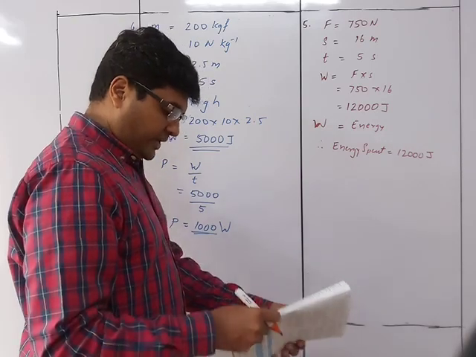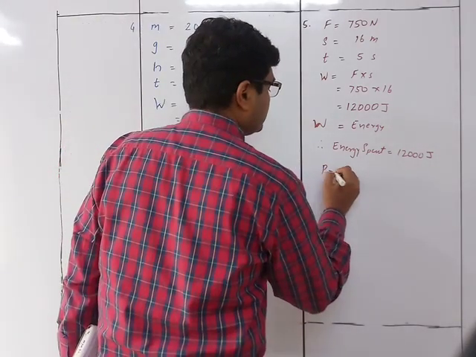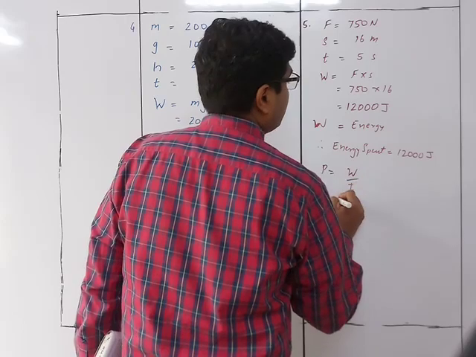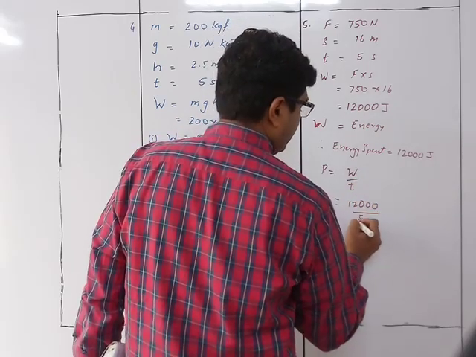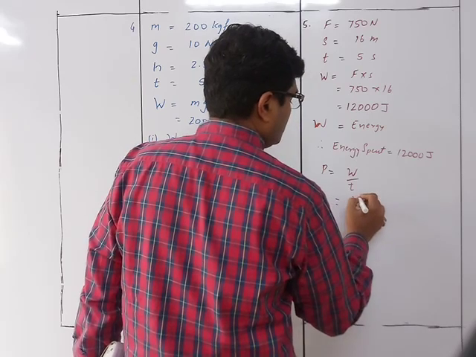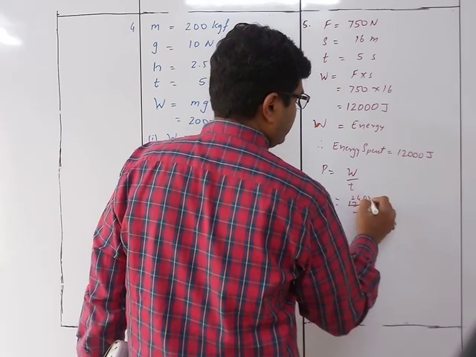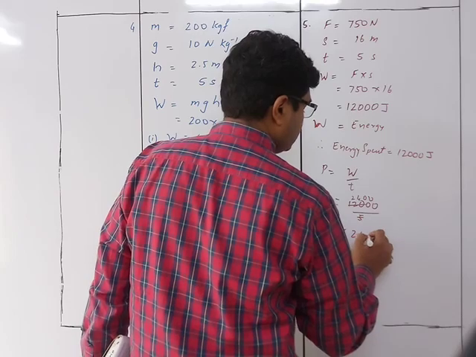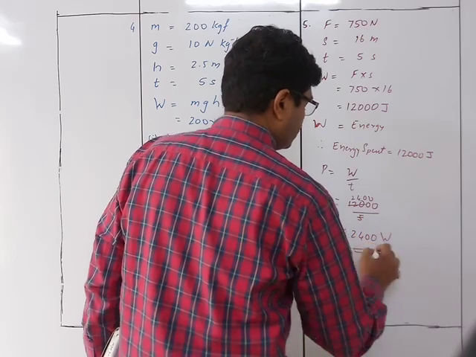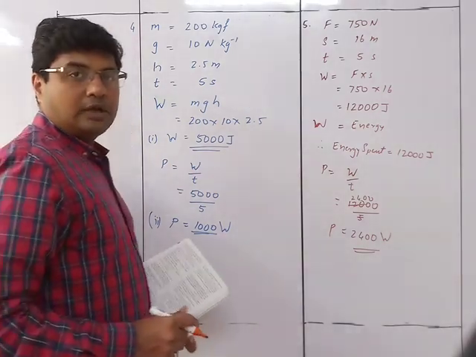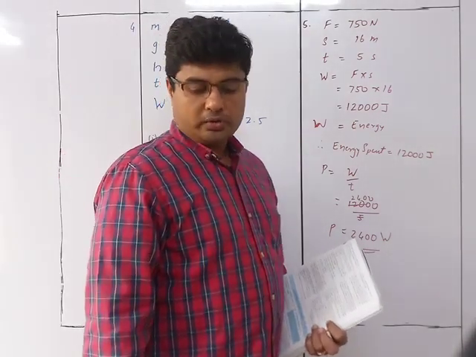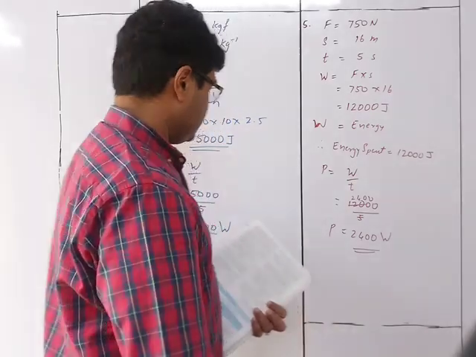The power of the machine. So power of the machine, power is equal to W upon T, that is 12000 upon time, which was 5, so that gives me 2400 watt. That's the power. Clear about this? We move on to the next sum, that is sum number 6.